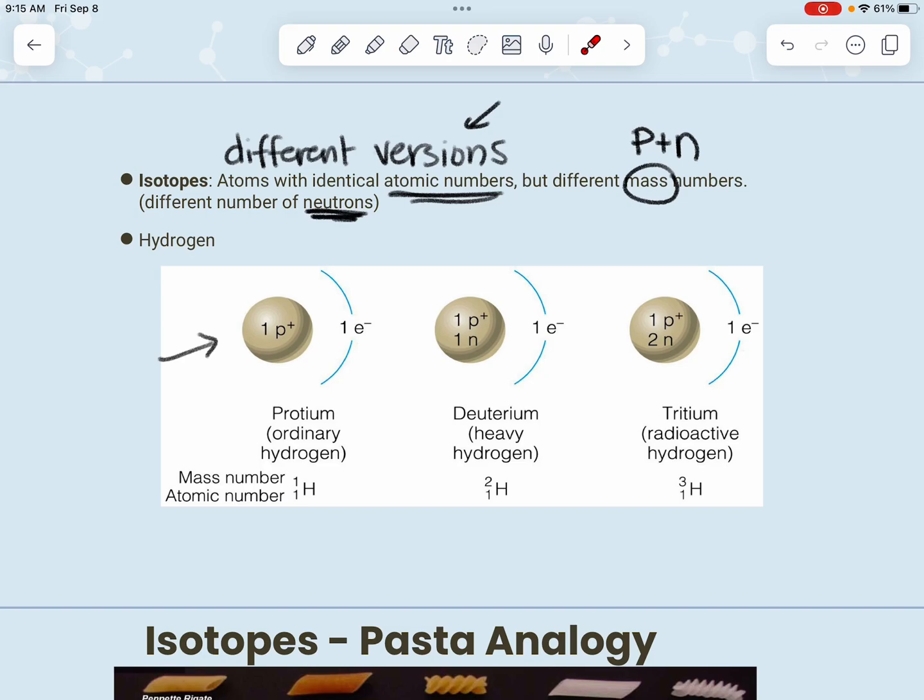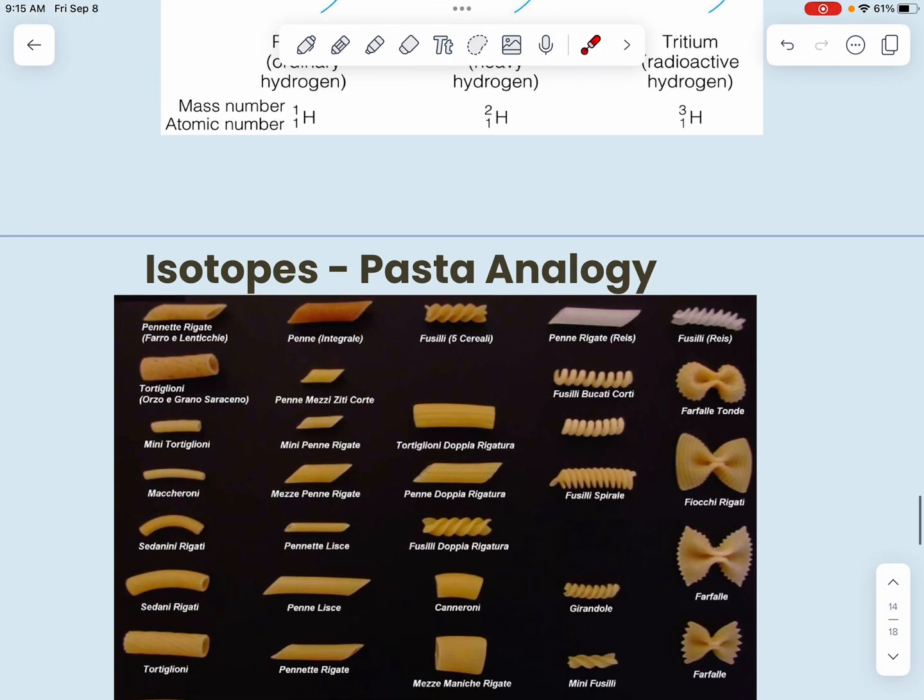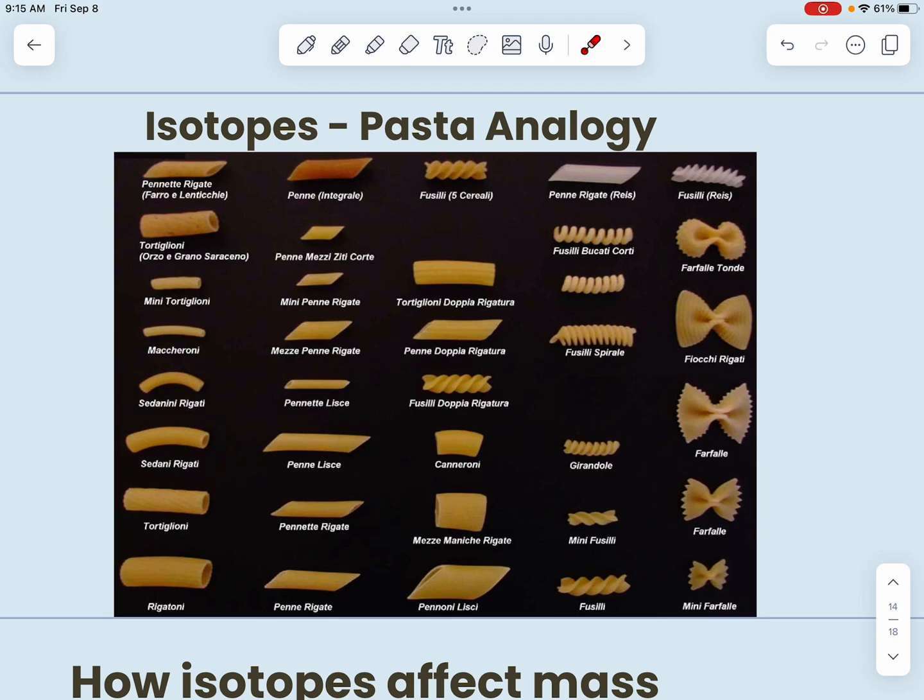So that's what isotopes are. They're different versions of the same element. And what's different is that number of neutrons. There's always going to be 1 or 2 that are more stable than the others. So when we're thinking about isotopes, it's kind of this abstract idea that you could have different versions of the same thing. So I like to use this pasta analogy, okay?